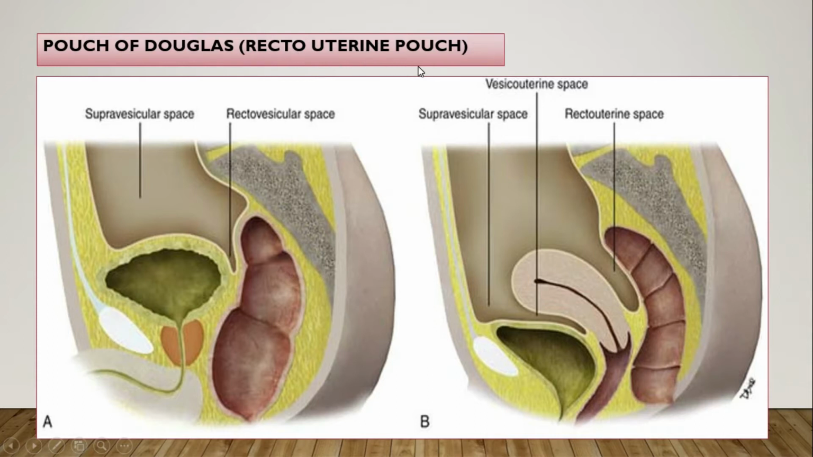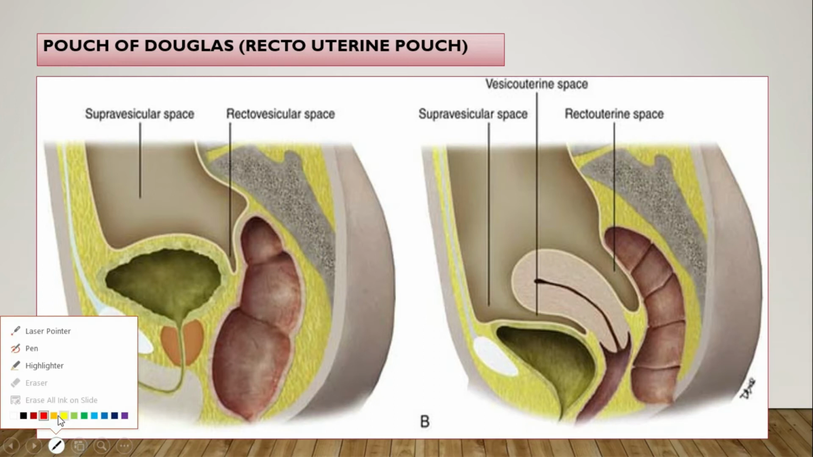Today we will discuss mainly the pouch of Douglas, also known as the rectouterine pouch. It is present only in females, and as indicated by the name, recto means the rectum, and uterine means the uterus. Here we have the rectum, that is posterior, and here we have the uterus.